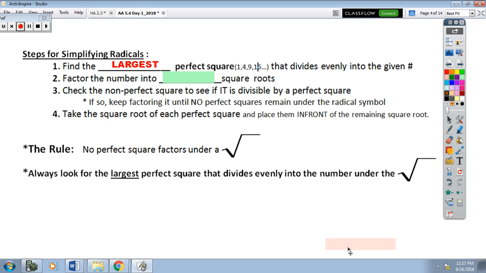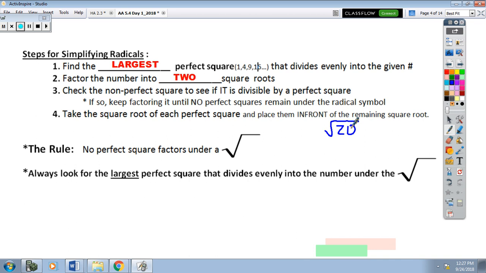The way I teach it is to find the largest perfect square that divides evenly into the given number. For a lot of you, you'll want to take your calculator and keep dividing until you figure out which one goes in evenly. You'll factor that number into 2 square roots. You will check the non-perfect square to make sure it can't be reduced either. And then you'll take the square root of the perfect square and place it in front of the number. So let me do a little example here.